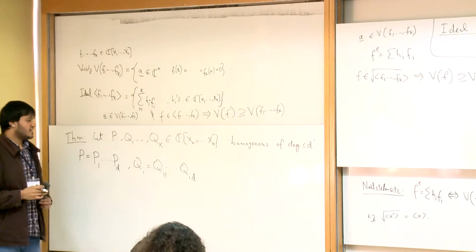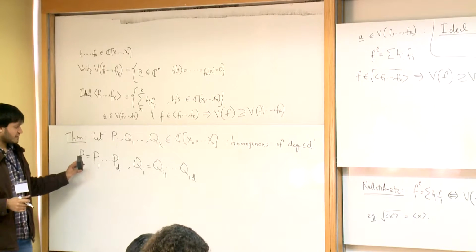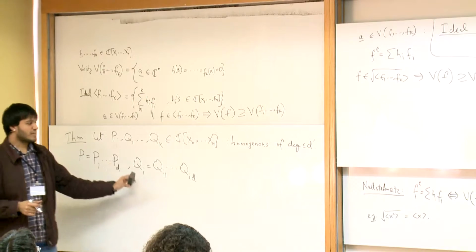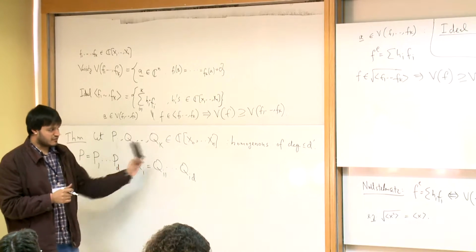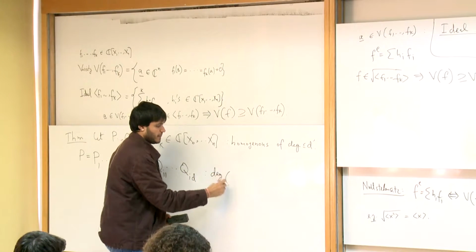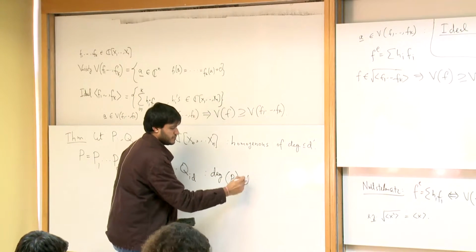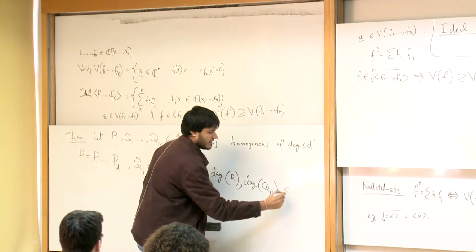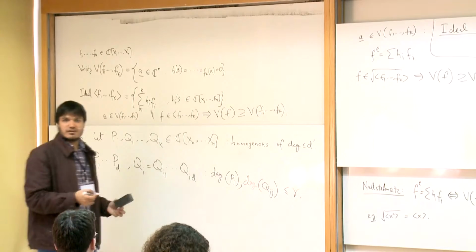Okay, and so I've just written the factors of p, that p can be factored into polynomials p1 to pd. Each qi can be factored into their respective factors, and the degree of these factors is, let's say, at most r. So you are given a degree upper bound.